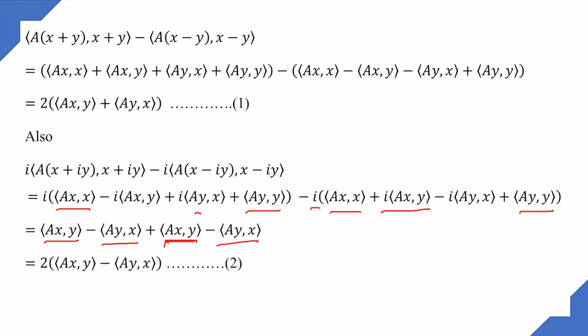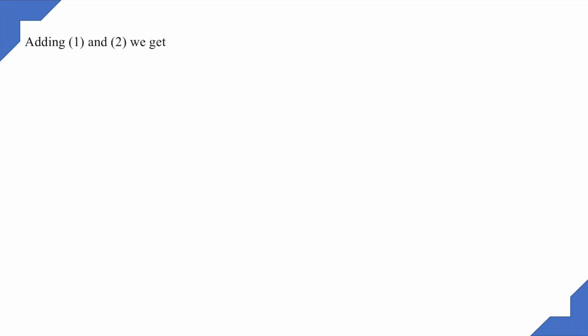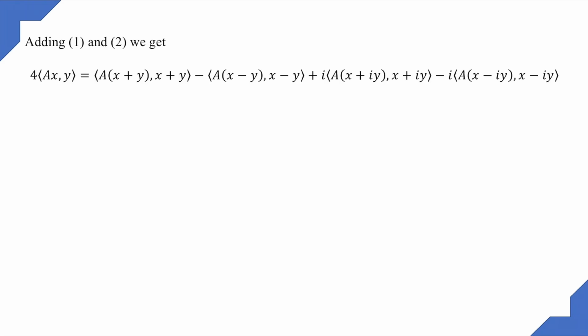Adding 1 and 2, we will get the right-hand side as 4 times inner product ⟨Ax, y⟩, and it is equal to inner product ⟨A(x+y), x+y⟩ minus inner product ⟨A(x−y), x−y⟩ plus i times inner product ⟨A(x+iy), x+iy⟩ minus i times inner product ⟨A(x−iy), x−iy⟩.